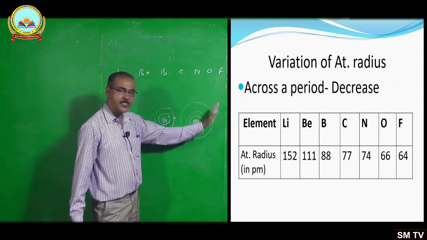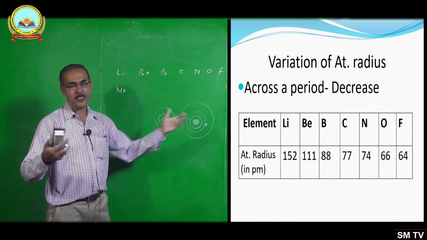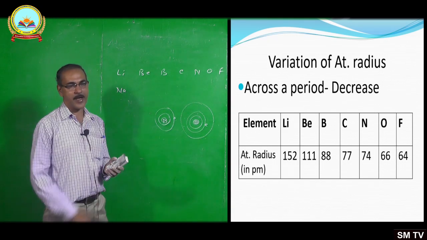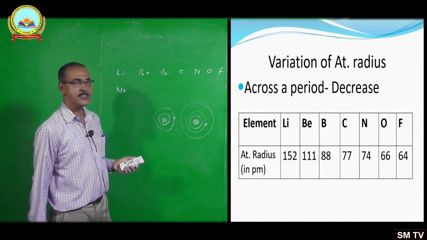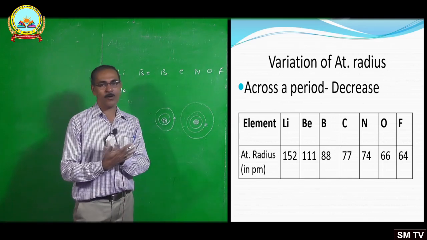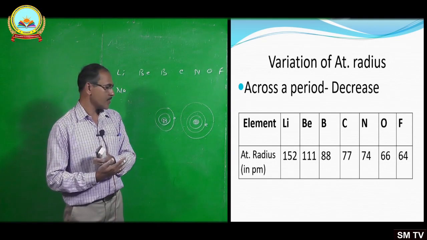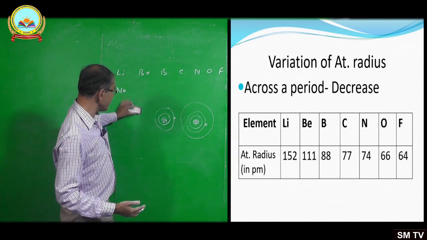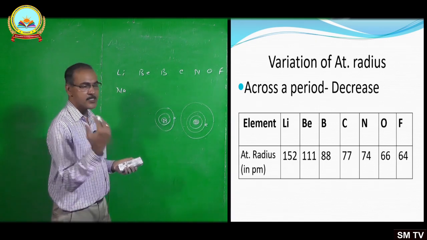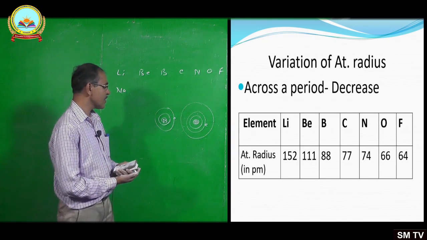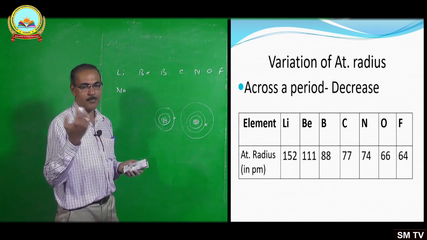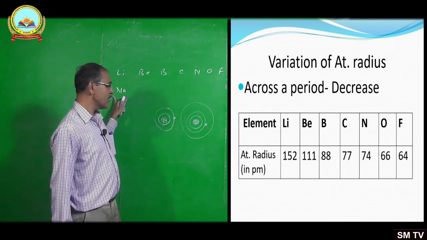As the number of shells increases, the atomic radius increases. That is the second factor. The third factor is the screening effect, also called the shielding effect. You have studied the screening effect in the second unit of chemistry, atomic structure. I hope you know that screening effect. It plays an important role in the atomic radius.